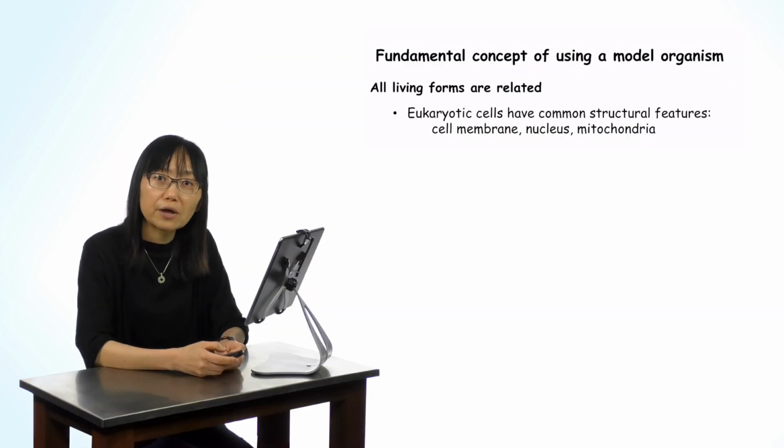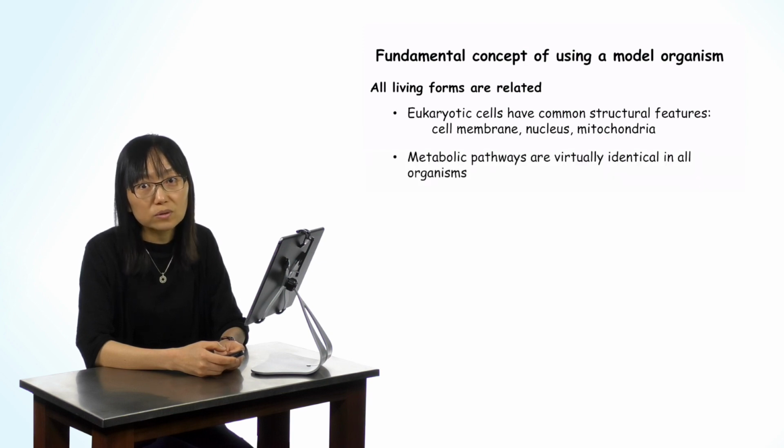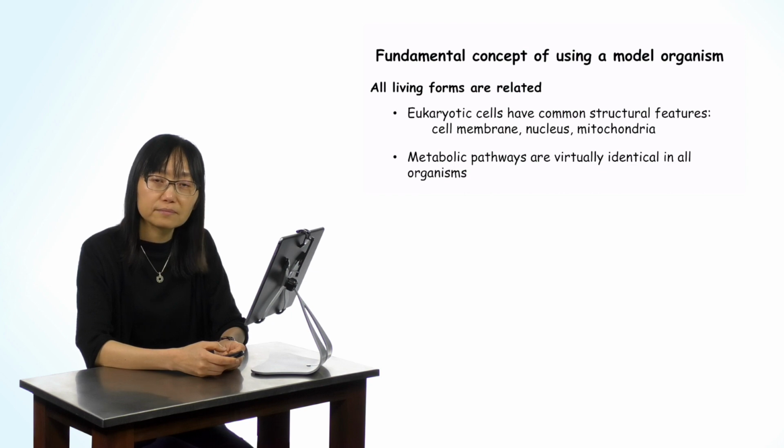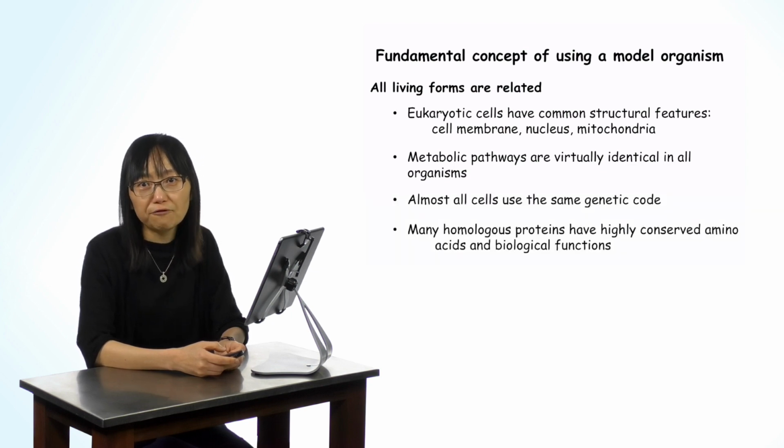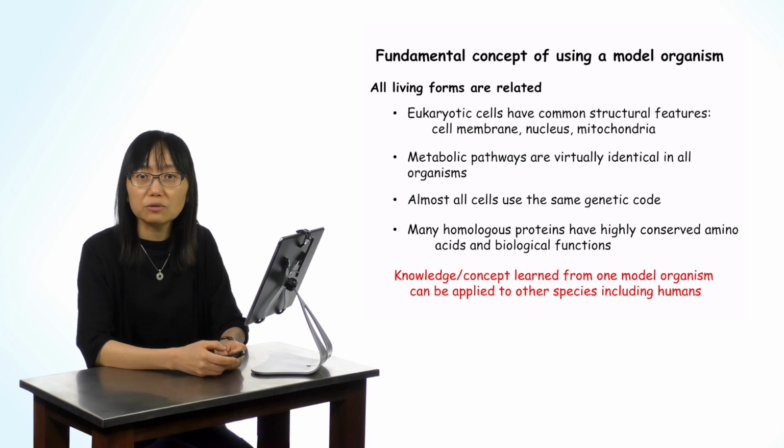The fundamental concept of using model organisms is that all living forms, despite their clear differences in morphology, share similar cellular and molecular features. For example, all eukaryotic cells have a cell membrane, a nucleus, and cellular organelles like mitochondria and ER. They use the same genetic code and very similar metabolic pathways to support cellular structure and function. Importantly, the sequences and functions of most homologous proteins are highly conserved among species. So the knowledge we learned from one model organism could be generalized to other species, even humans.